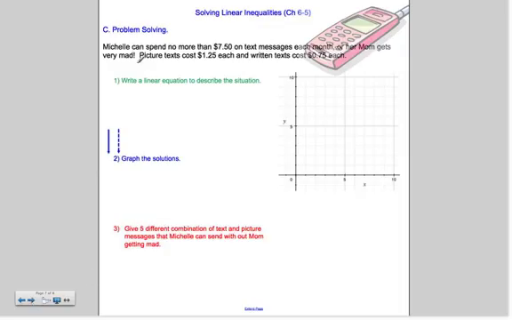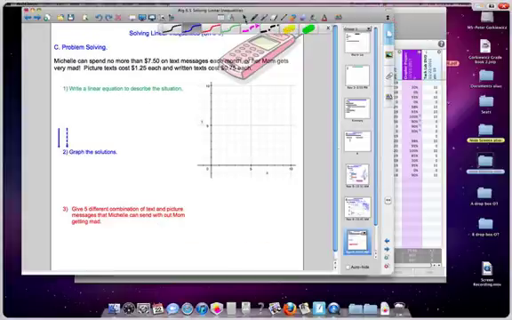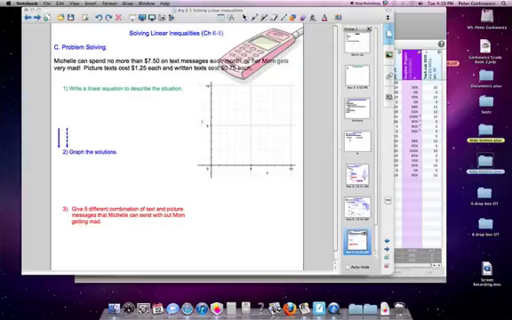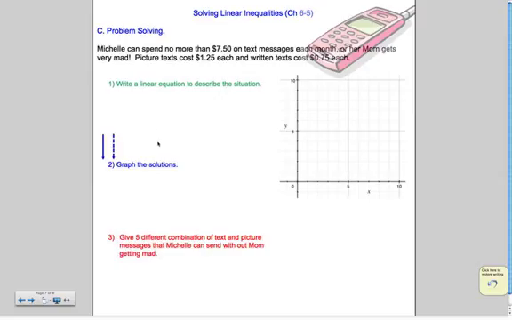All right. Problem solving. Michelle can spend no more than $7.50 on text messages each month. Her mom gets very mad if she does. A picture text costs $1.25 each, and a written text costs $0.75 each. I want to write a linear equation to describe all of the situations possible. All right, well, let's try this out. Write a linear equation to describe the situation.